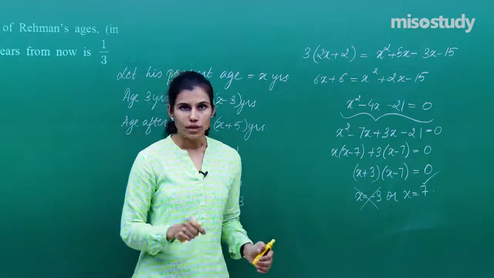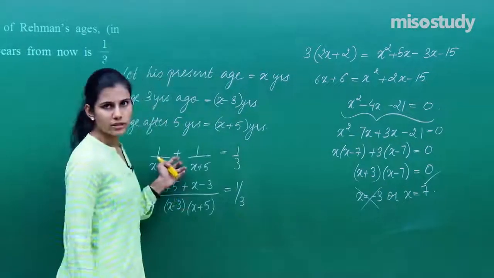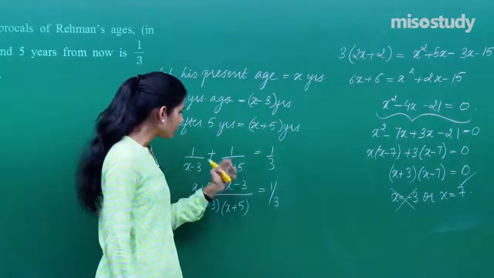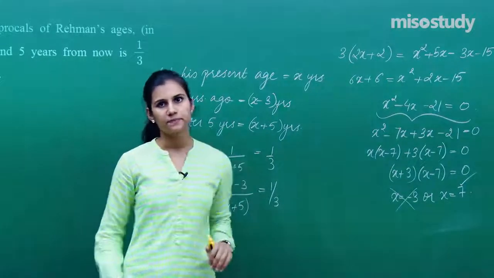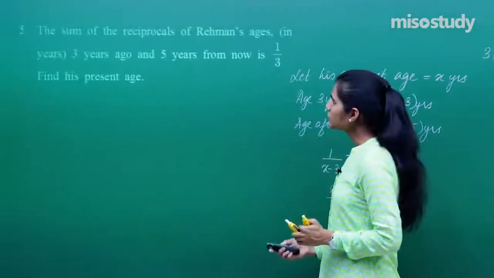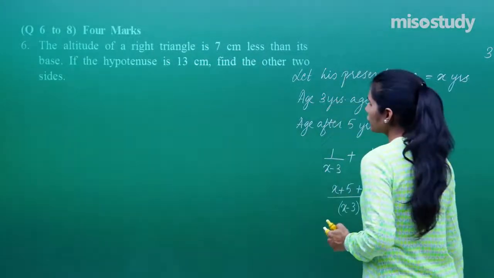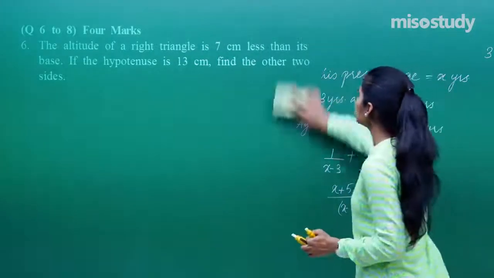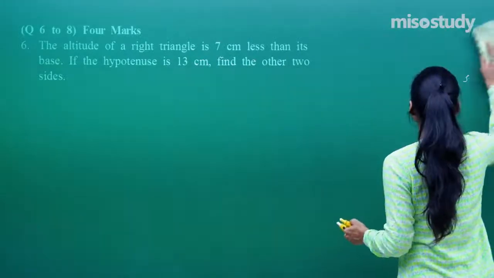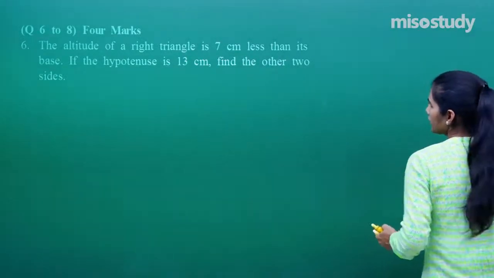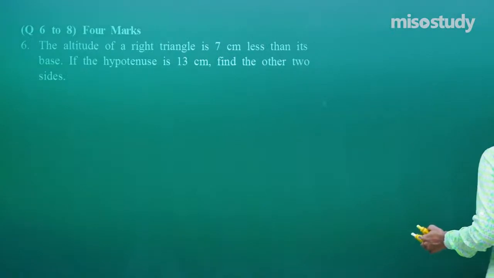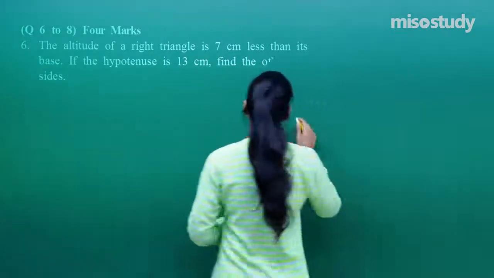If you are so sure that the sum of the reciprocals of his age 3 years ago and 5 years from now is 1 by 3. Clear? Moving to the next question, we have: the altitude of a right angled triangle is 7 centimeters less than its base. If the hypotenuse is 13 centimeters, find the other two sides.